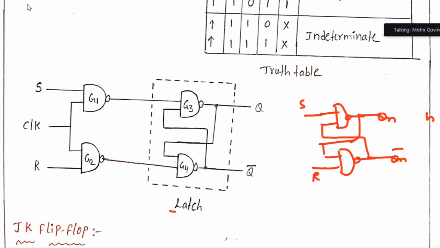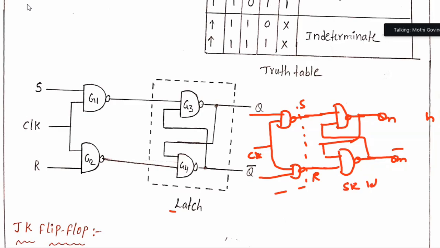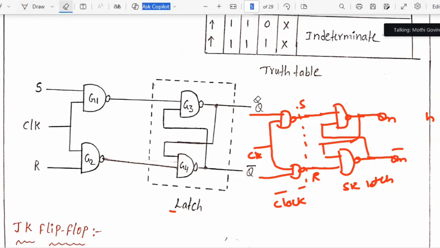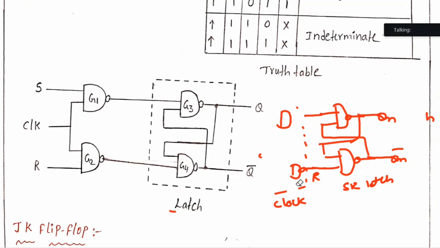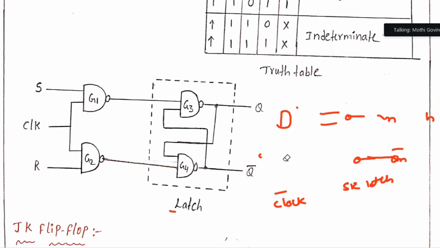This is the simple SR latch, but now we are providing a clock enable. This is the clock I am giving here. In order to provide the clock, I am connecting it like this. This part is the clock, and this part is the SR latch. This is nothing but an SR flip-flop. I wrote the same thing here. Simple: if you provide an extra clock to the SR latch, the SR latch becomes an SR flip-flop.